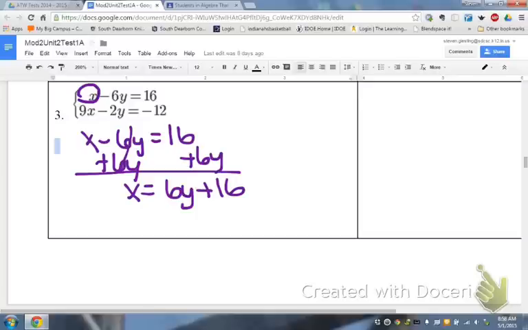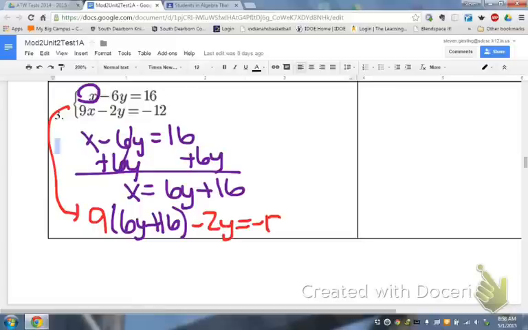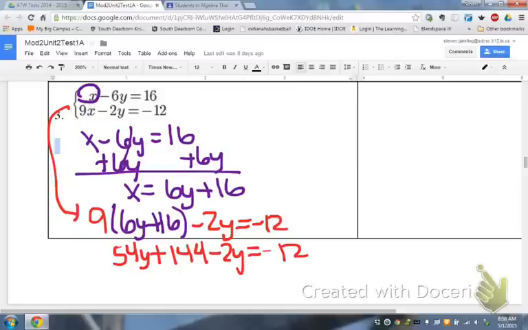So again, we can now make a substitution, so let me change colors. In this equation, 9, we're going to replace the x, and it equals 6y plus 16. The rest of the equation will stay exactly the same. Minus 2y equals negative 12. We can distribute: 54y. 9 times 16 is 144. Minus 2y equals negative 12. Combine the like terms. So I move this over here because I'm out of space. The y's are like terms: 52y, because 54 minus 2, plus 144 equals negative 12.